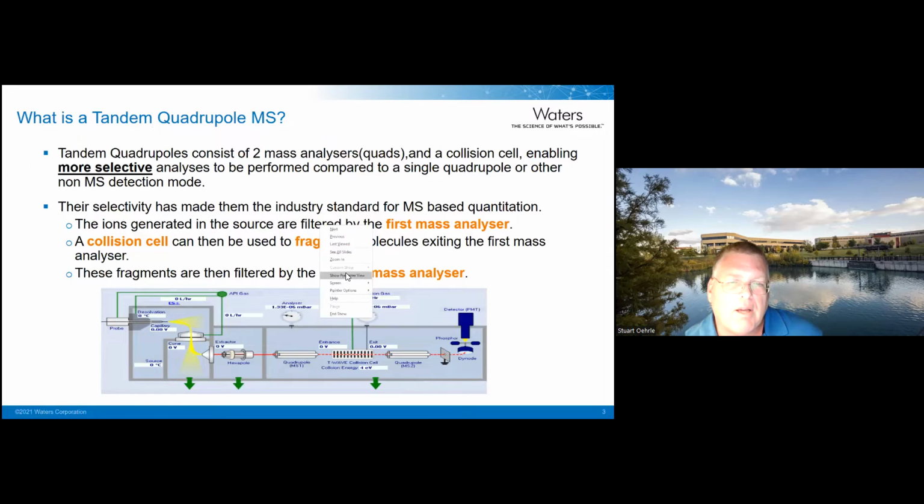Let me do my laser pointer. There we go. So you have two quads under vacuum here, quad 1, quad 2, and a collision cell. The ions are separated by liquid chromatography. You have a toxin coming in. It's the first quad, gets fragmented, and you monitor it in the second one. So these are very sensitive and very selective instruments.